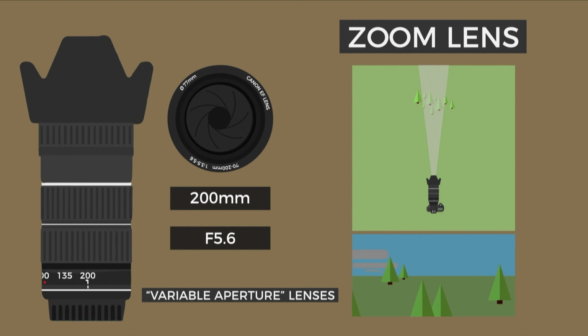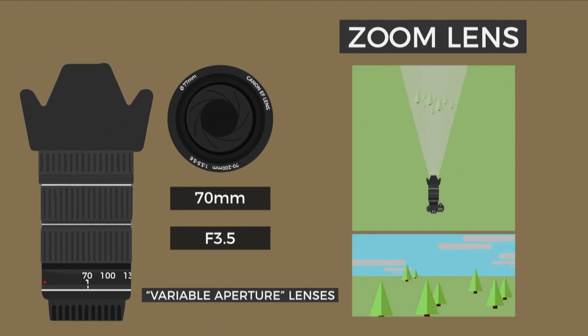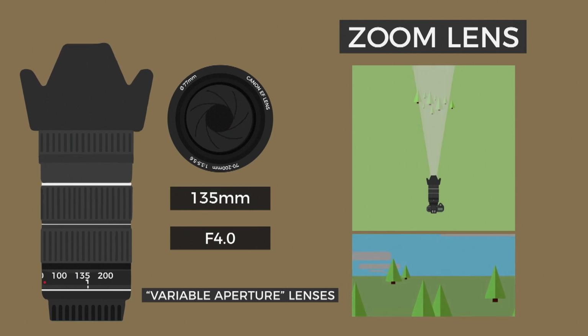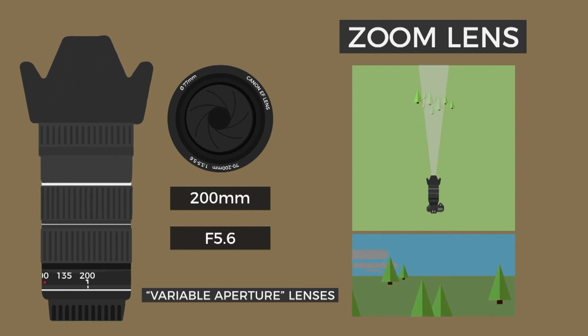So when you are at, for example, 70 millimeter on a 70 to 200 lens, you'll be getting f3.5 because the lens is not extended very far. But as you increase the focal length, in this case to 200, you'll get less light, and then you'll get a maximum f-stop of about 5.6.